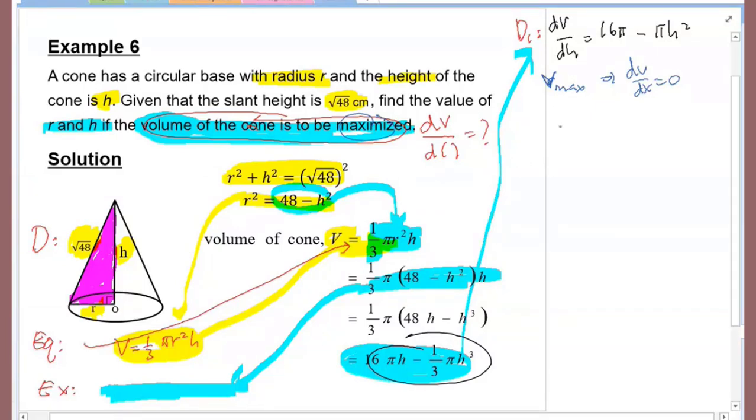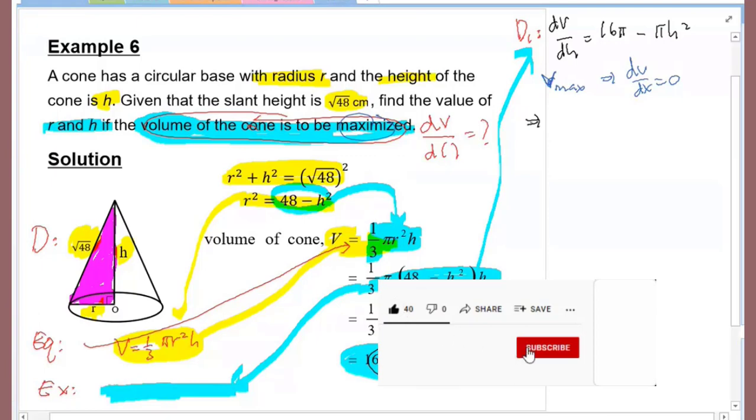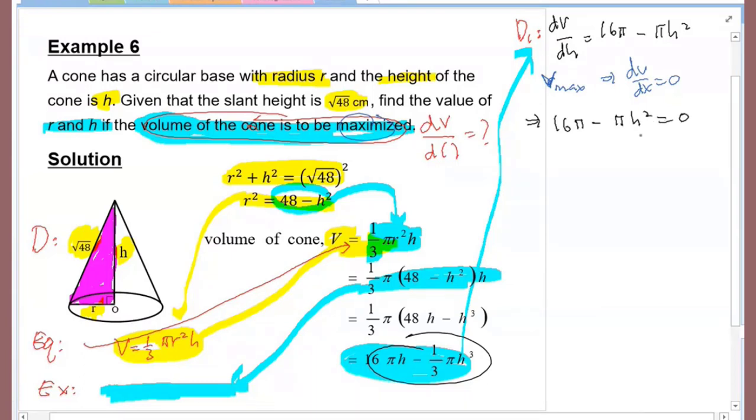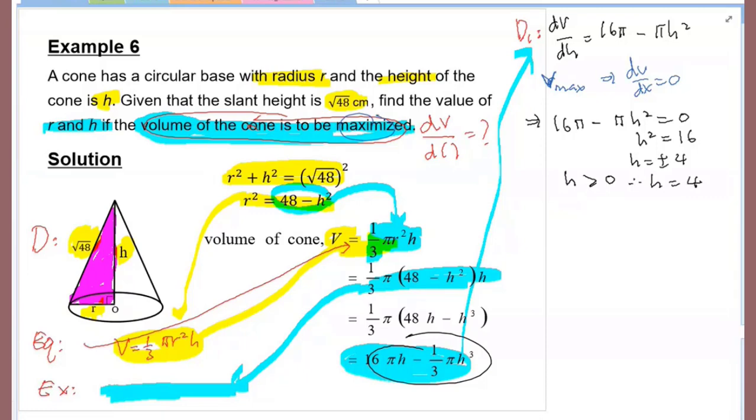And it implies that 16 pi minus pi H square is equal to 0. So H square is equal to 16. H is plus minus 4. H is like distance, modulus, so always positive. Therefore, H is equal to 4. Okay, and test, find the second derivative. Is it really maximum when H is equal to 4? Normally yes, but if the exam requires it, they need you to follow all the steps, right?